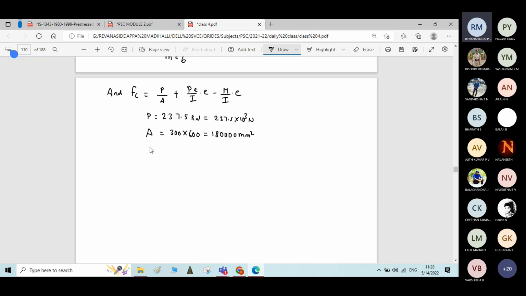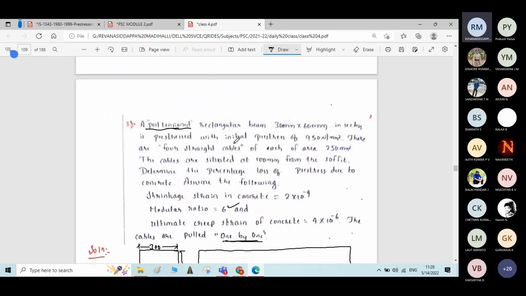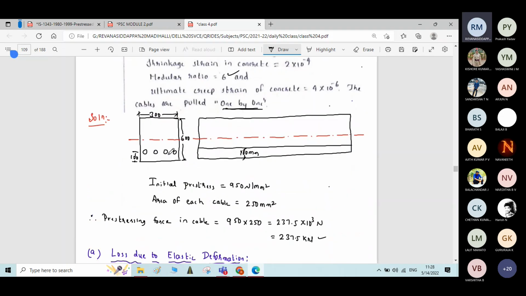Then eccentricity. What is the value of eccentricity here? Tell me, students. Anyone? Is it given in the problem? It is not given, correct? Nowhere he mentioned the eccentricity, but the location of the cable is given as 100 mm from the soffit. If it is not given, you can calculate, because the location of the cable is known.